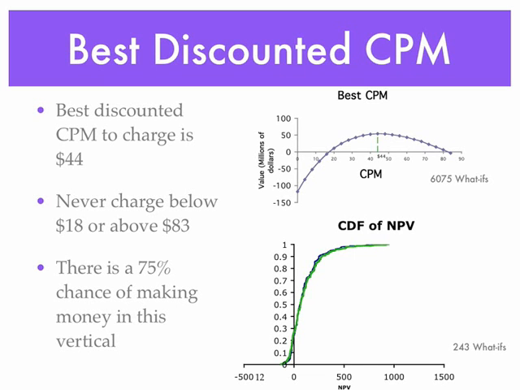And there's a 75% chance that you'll make money in this vertical, but that means a 25% chance of losing money, and a 25% chance of making above $150 million. So 50% chances between 0 and 150 million. We shared with them that this is the result of 6,075 what-if analyses, and this one is 243 what-ifs. And there isn't much difference between the green and the blue lines, risk neutral and risk tolerance at their level.